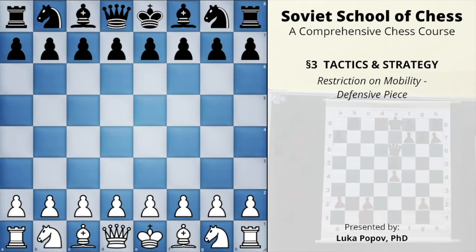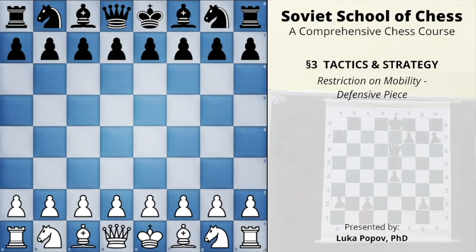We are still talking about general tactics and strategy in the topic of restriction of mobility, but now in particular we'll talk about how a piece is restricted when it performs a defensive role. The mobility of a piece is limited when it's occupied with the defense of another piece or some other important point. And in many such cases, the diversion or capture of the defender proves decisive in the game.